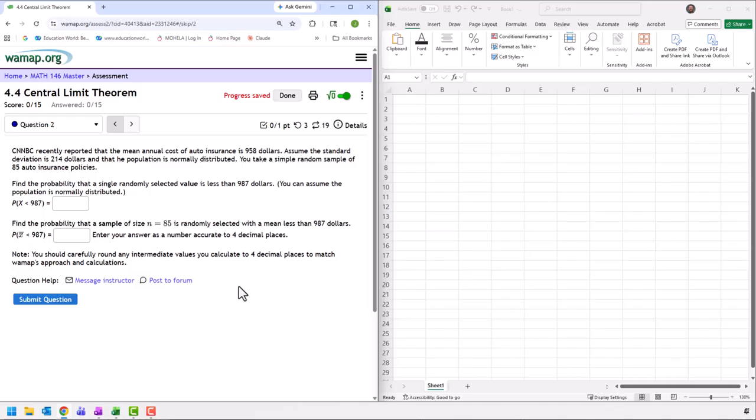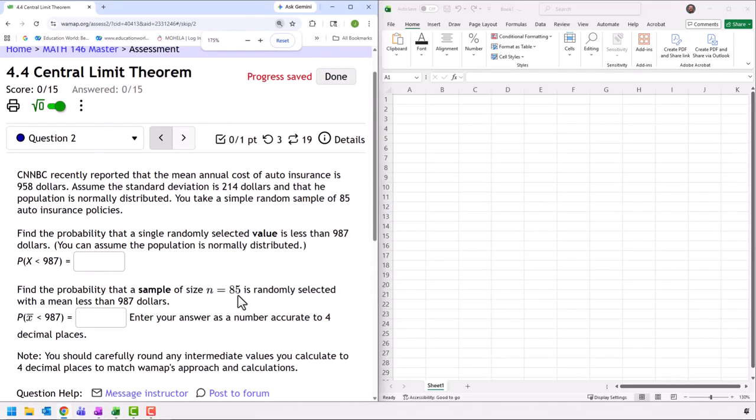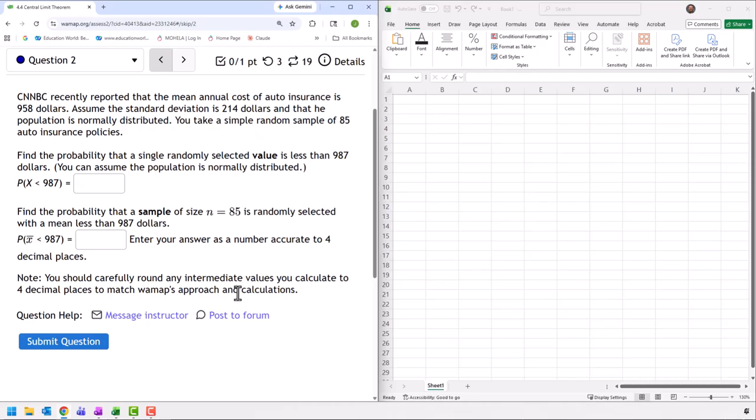So questions here. Maybe I'll zoom in on this a little bit. CNBC recently reported the mean annual cost of auto insurance is $958. Assume the standard deviation is $214 and that the population is normally distributed. You take a simple random sample of 85 auto insurance policies. Find the probability that a single randomly selected value is less than $987, and then find the probability that a sample of size n equals 85 is randomly selected with a mean of less than $987.